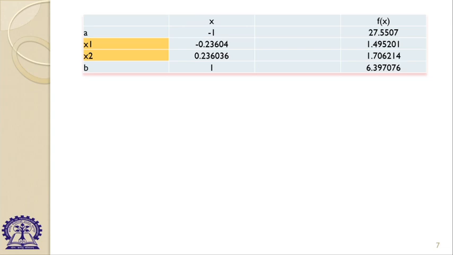In this way we will proceed. The next point is minus 0.23604, and the other point is 0.23604, and the next point is 1, given to us. Then what is L2 star here? Certainly the value must be 0.23604. Okay. Now we will see the functional values here.